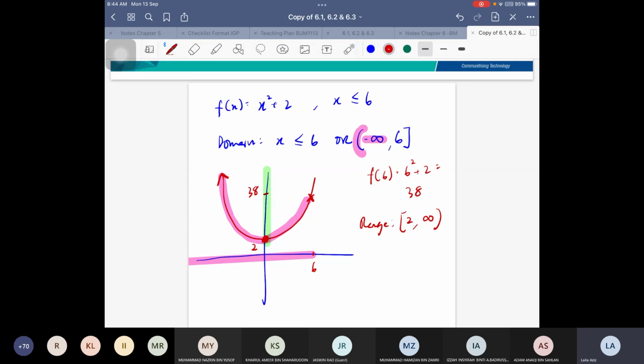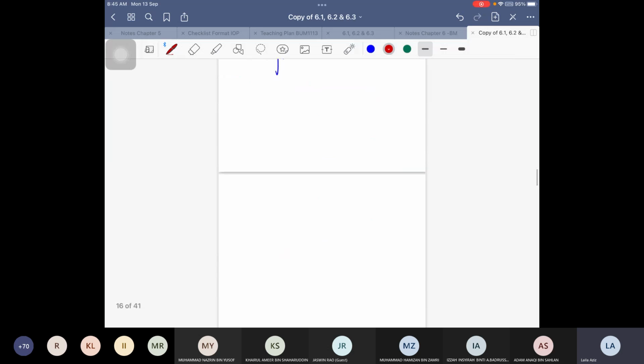So this is just for you to get the idea first. Nanti bila kita discuss 6.4, saya akan tunjuk in detail. Saya akan explain lagi macam mana nak cari domain dengan range menggunakan graph. Sebab nanti kita akan discuss sekali macam mana nak lukis graph linear, quadratic, cubic, log, exponential and so on. Okay. So tu adalah idea untuk domain dan range.